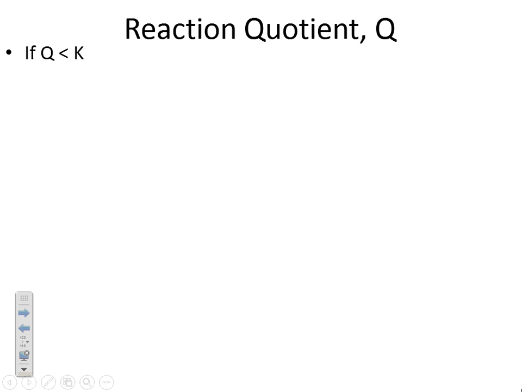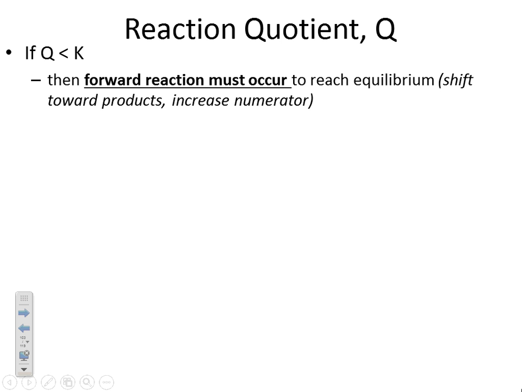So how is Q used? And this is really the huge point about Q. If Q is less than K, and this is, by the way, what I hoped you got from the POGL, then because they are written the same way in terms of the ratio, that means that your numerator must be too small. Right? If Q is less than K, then your numerator is too small. So we have to make the numerator bigger.